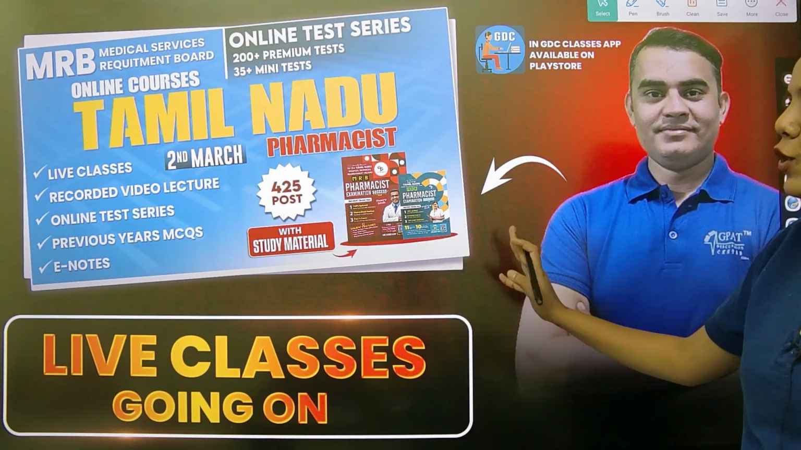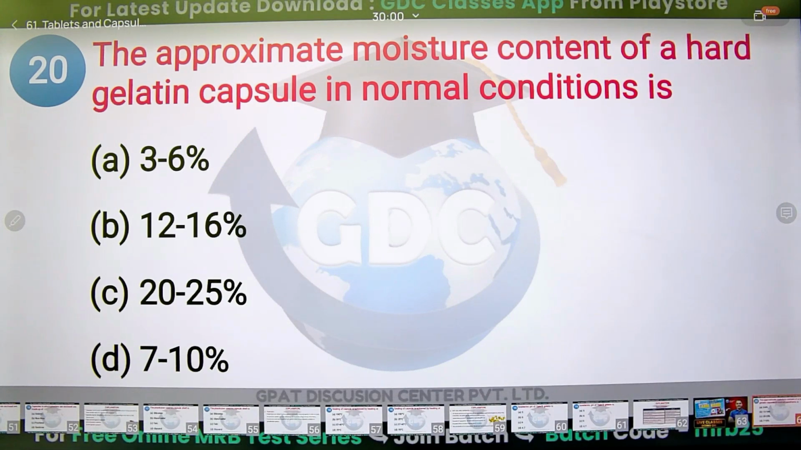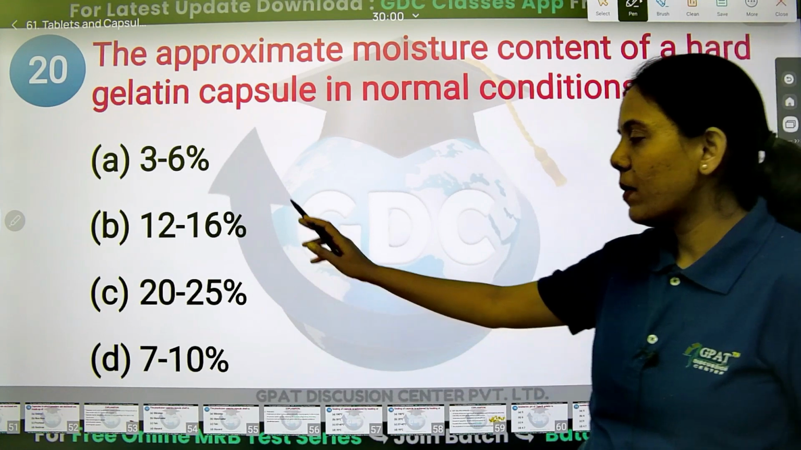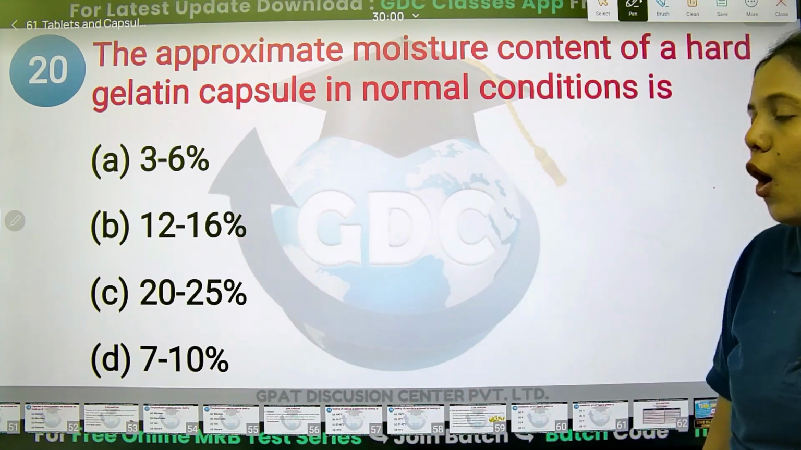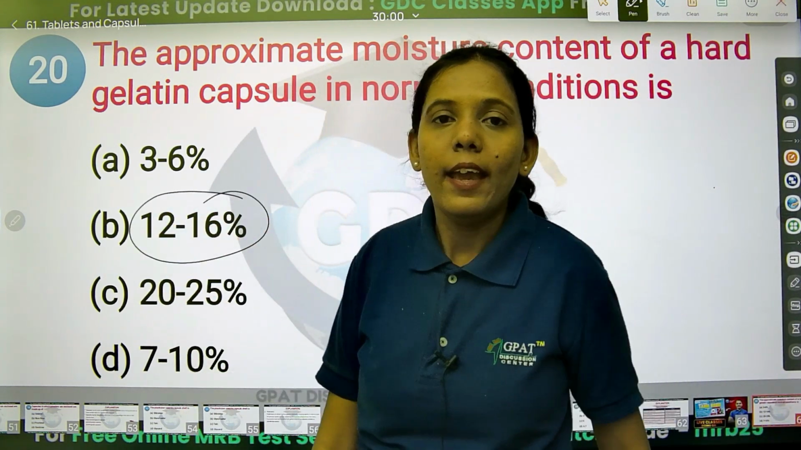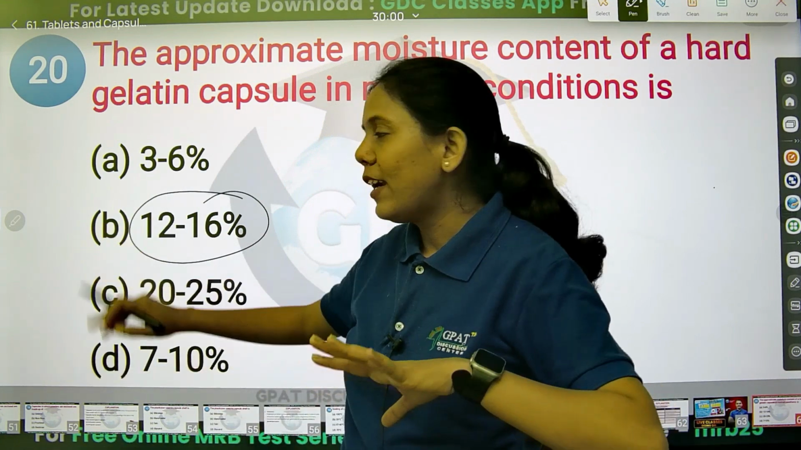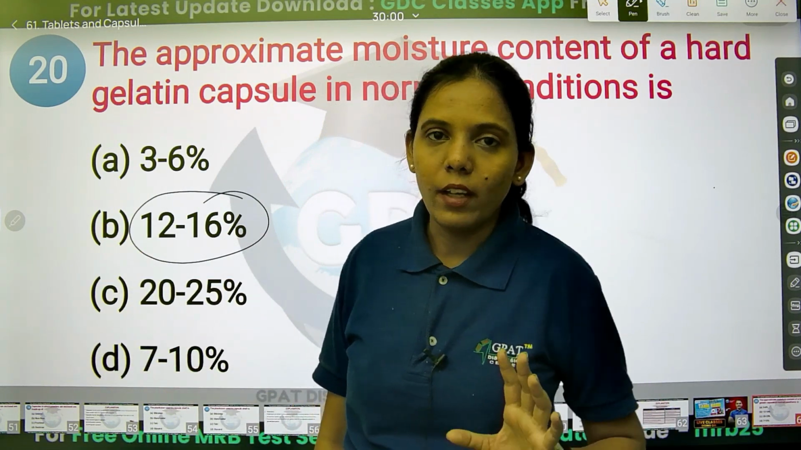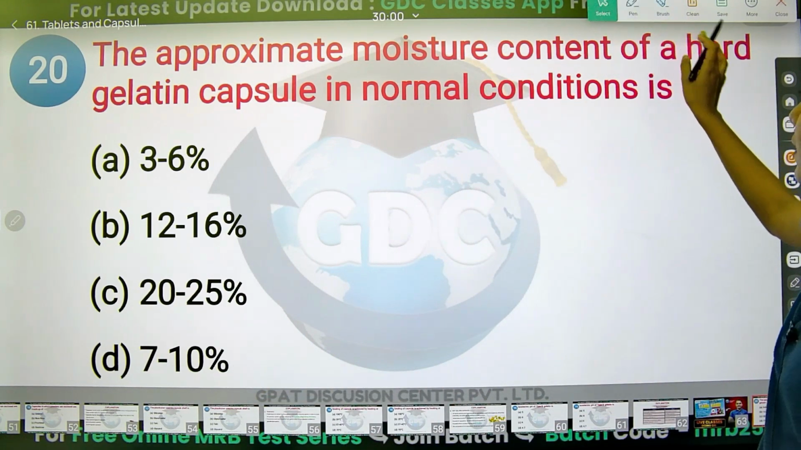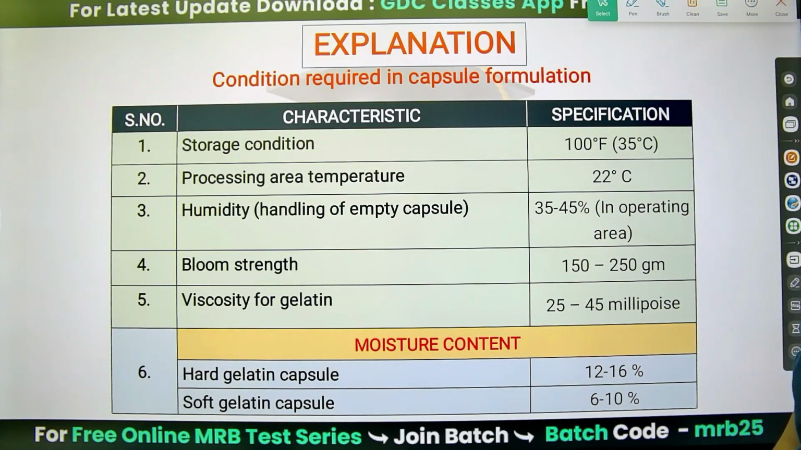Now let's see the next question. The approximate moisture content of a hard gelatin capsule in normal condition is 3 to 6%, 12 to 16, 20 to 25, or 7 to 10? This is a direct question, so it should be 12 to 16%. If it is more than that, it will become soft. If it is less than 12%, it will become brittle. So the optimum moisture content required is 12 to 16%. Option B is the right answer.